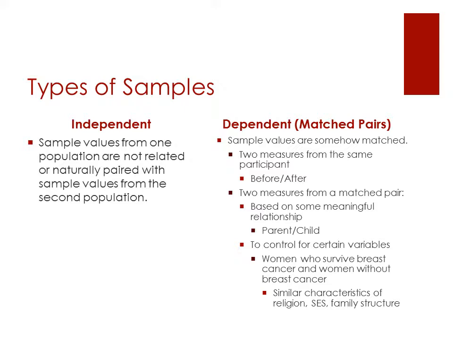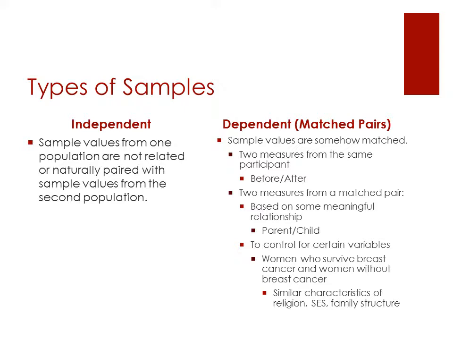We have some examples over here on the right that are really common: doing a before and after assessment for an individual, for an intervention, matching up two individuals on a meaningful characteristic such as a parent-child. You might see a lot of this in education, where you're looking at parents' education level or parents' income and comparing it to their child's performance in school. And also sometimes to control for certain variables.